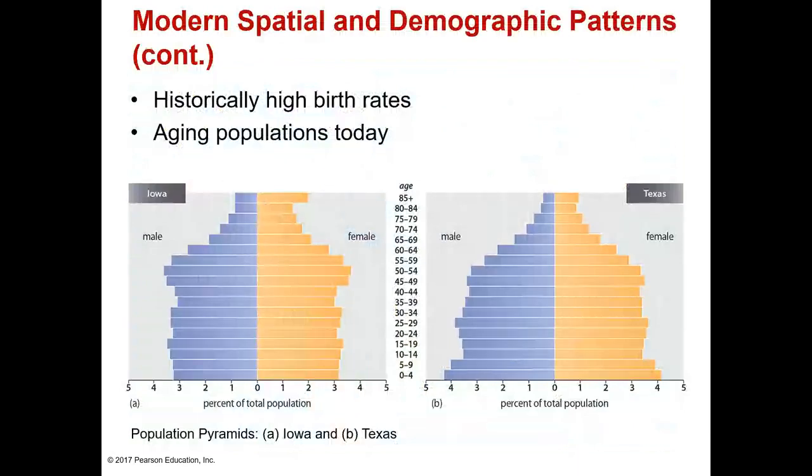So here's two different population pyramids of two different states, Michigan and Texas. Iowa, you can see, is a little narrower at the base. Texas, which has a younger population and more immigrants, is wider at the base and a little narrower at the top. So even within one country, there can be significant variations in population and how population is spread out.